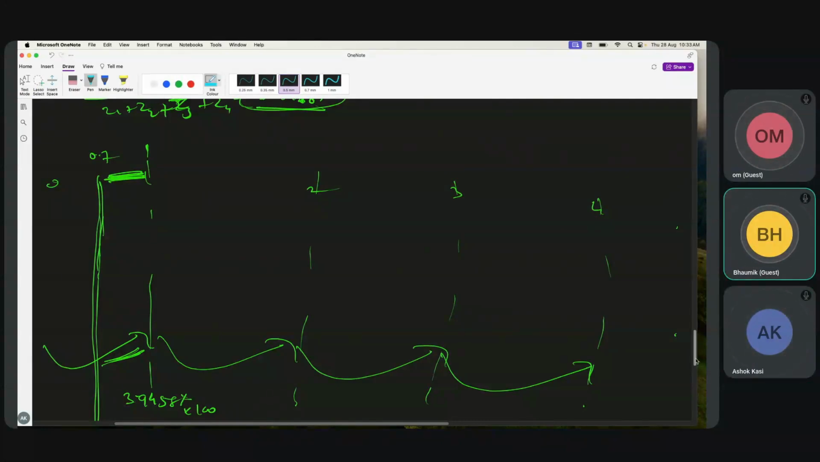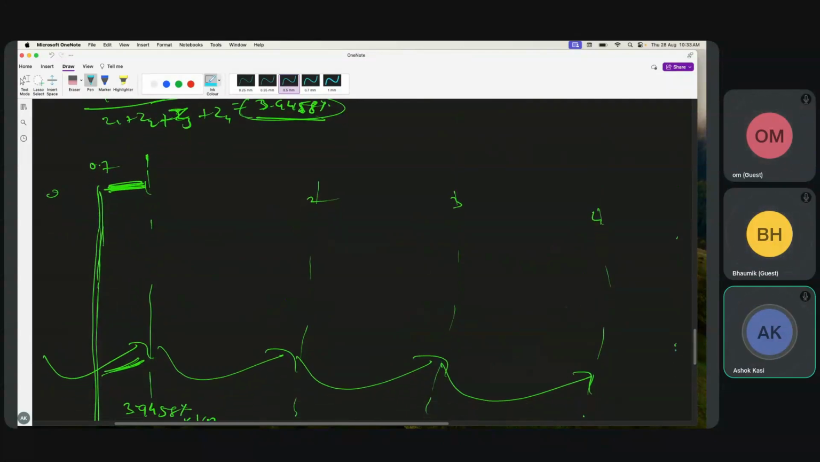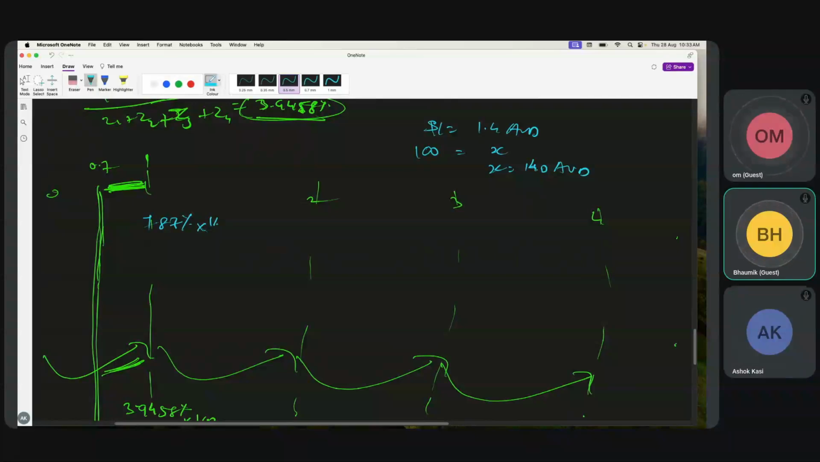Because there also it was fixed. 7.87, it is yearly only, na? So it is even easier. 7.87% of, we have to convert that into Australian dollars, na? It is mentioned initially that $1 is equal to 1.4 Australian dollars. So we had 100 million USD. So 100 USD is equal to how many Australian dollars? Just calculate. 140, correct? Yeah, 140. So into 140. Calculate.